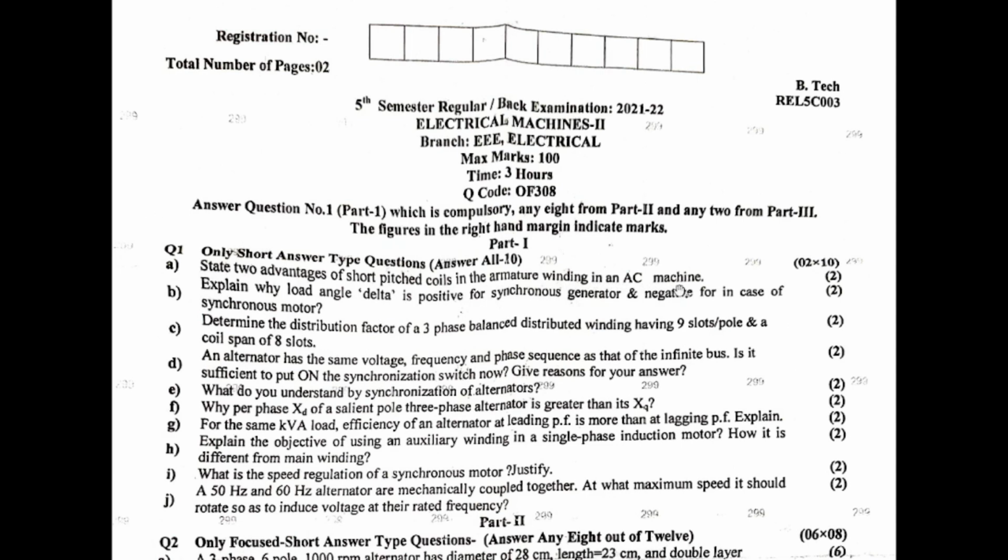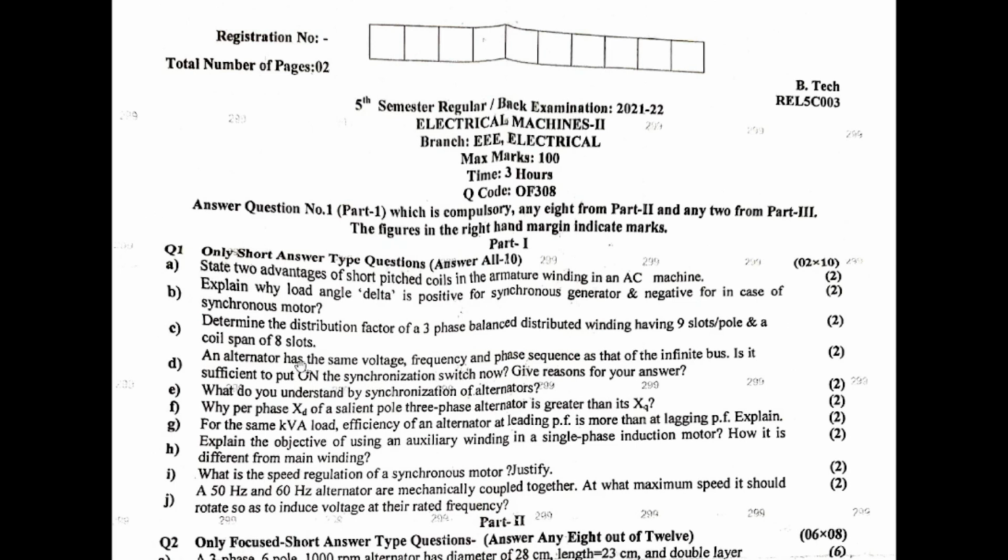in an AC machine. Okay, then in B explain why load angle delta is positive for synchronous generator and negative in case of synchronous motor. Theoretical question है, प्रिपेयर करके जाना है। Determine the distribution factor of a 3-phase balanced distribution winding having 9 slots per pole and a coil span of 8 slots. Put the formula, get the answer.